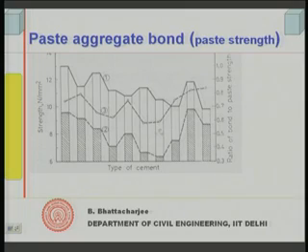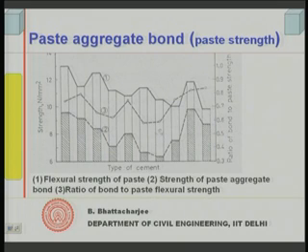Now, if we look at this diagram, which shows bond strength, flexural strength of paste, bond strength of paste and aggregate, and ratio of bond to paste flexural strength, right. Okay. So, curve 1, for example, shows the flexural strength of paste. Curve 2 shows the bond strength of the paste aggregate bond. And if one calculates the ratio, it works out like this, and you can see that it varies from a maximum of around 0.8 to a minimum of around 0.6.